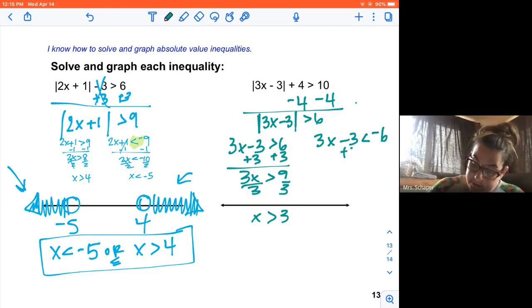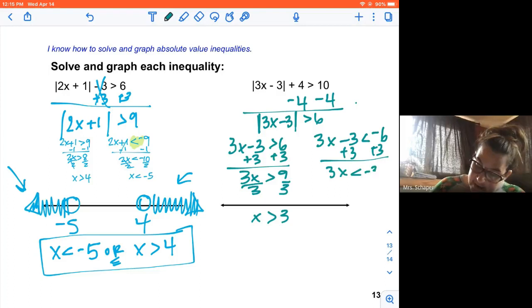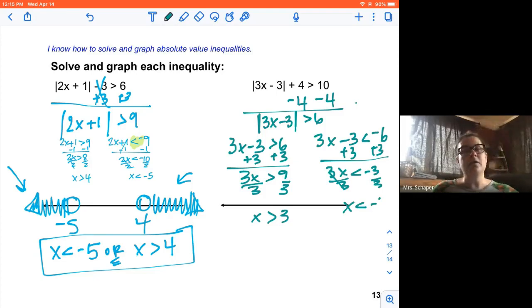Here, I'm going to add 3 to both sides. 3x is less than negative 3. Divide both sides by 3. x is less than negative 1.